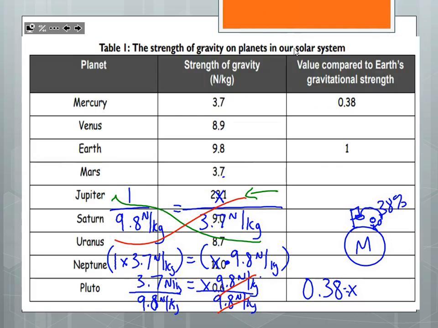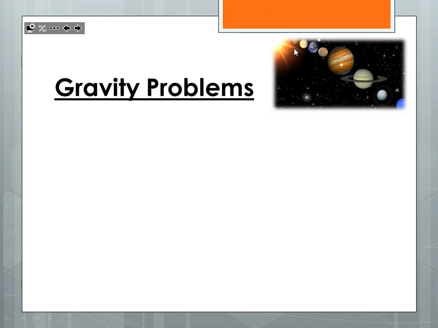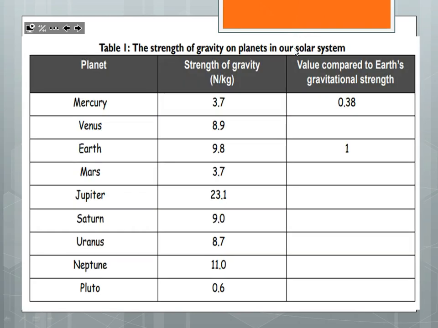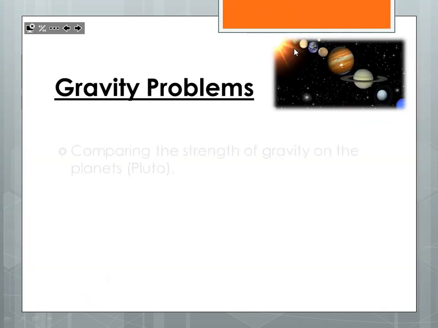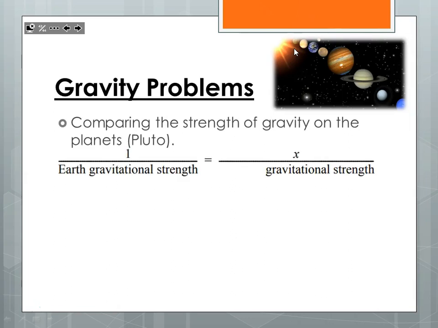Let's do one more example. So it already has 0.38. So let's do one more example, and let's do Pluto. We've already done the planets closest to the Earth. Let's do the planet farthest away. So we're going to compare the strength of the gravity on the planet, so we're going to look at Pluto. So we know that we're taking 1 divided by our Earth's gravitational strength and equaling it to X, which is our unknown comparison.